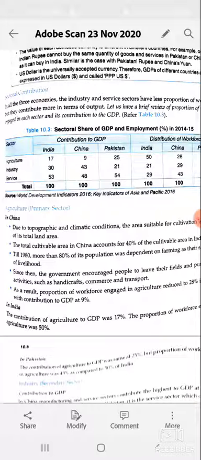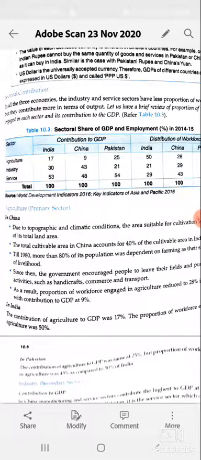Till 1980, more than 80% of China's population was dependent on farming as their sole source of livelihood. Since then, the government encouraged people to leave their fields and pursue other activities such as handicraft, commerce and transport. We are talking about China. As a result, the proportion of workforce in agriculture reduced to 28%, with a contribution to GDP of 9%.